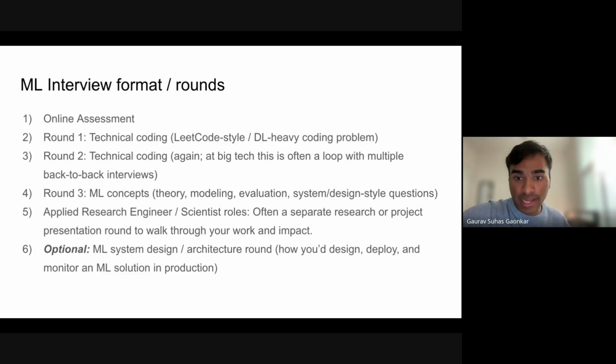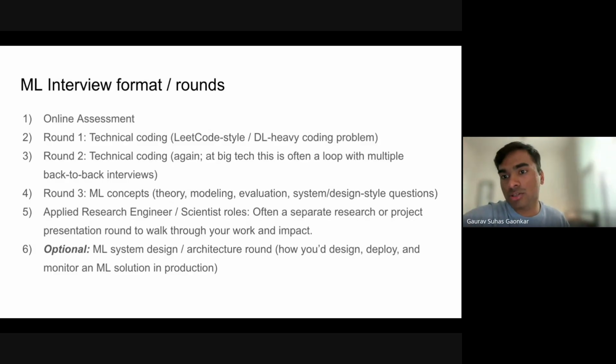The second round is a technical coding round. Depending on the role, if you are applying for machine learning engineer, then you'll probably be asked a LeetCode-style problem. But if it's an applied scientist or applied researcher role, then you might be asked a DL-heavy coding problem. What does that mean? A deep learning coding problem. You might be asked to create an architecture or write a backward pass for a particular algorithm or model. This round is pretty similar to round one, on the same level, but just another round.